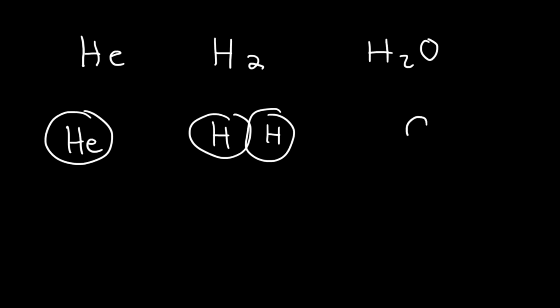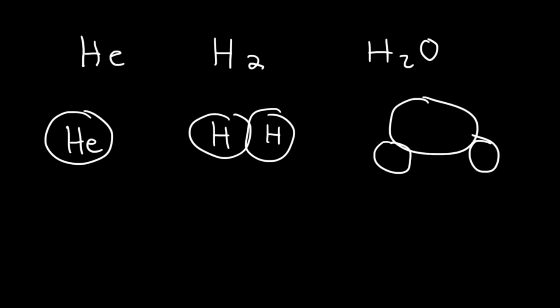Water is a molecule. You have an oxygen atom and two hydrogen atoms. So at the center, this is the larger oxygen atom, and then these are the two hydrogen atoms. So a molecule is basically a particle with many atoms. It could be made up of the same type of atom or different types of atoms.